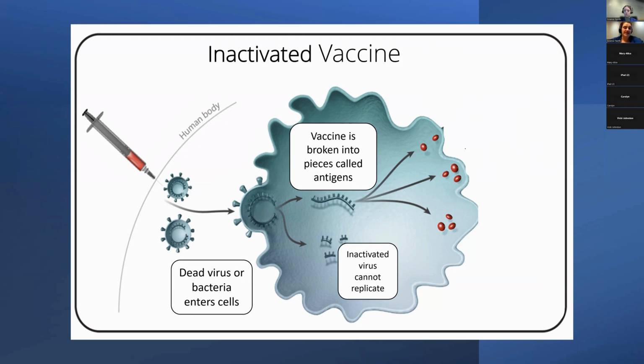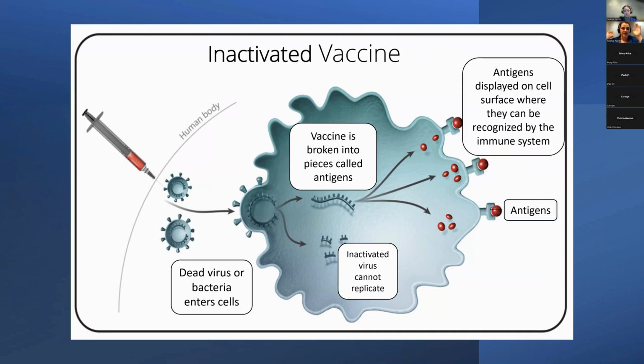Because they can't replicate, your cell is just going to go, oh, and break it apart into pieces that are called antigens. And then the cell, again, is going to do what your body is very good at doing, and it's going to display them on the surface of the cell. And then this cell with these antigens goes, hello, I have antigens on my surface. I am a foreign object. Please come and learn how to fight me.